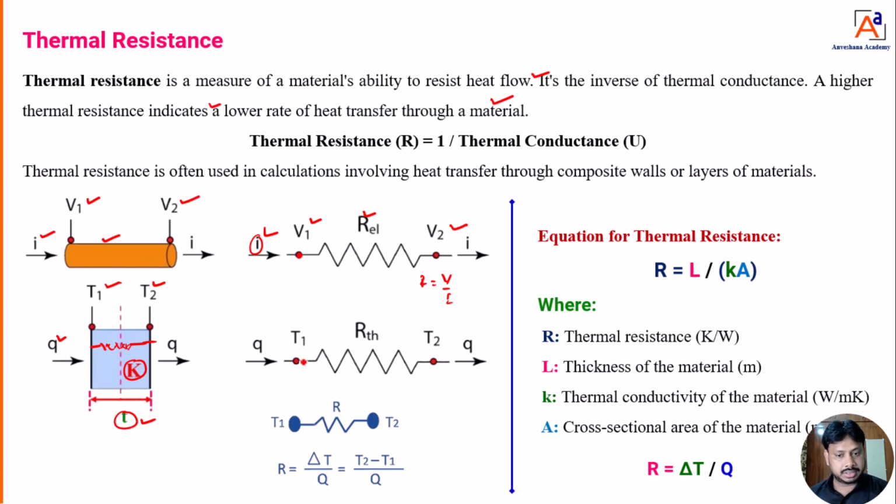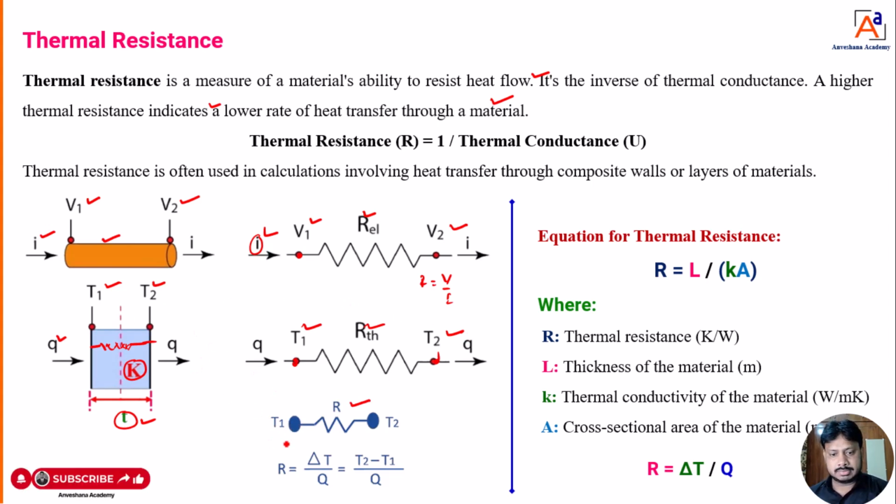So I can mark here the initial temperature T1 and the final temperature T2. Whatever resistance the material offers, I call it R, or thermal resistance. Some authors write T1, T2 and R, and the equation for that is R equal to delta T divided by Q. Now this is thermal resistance.